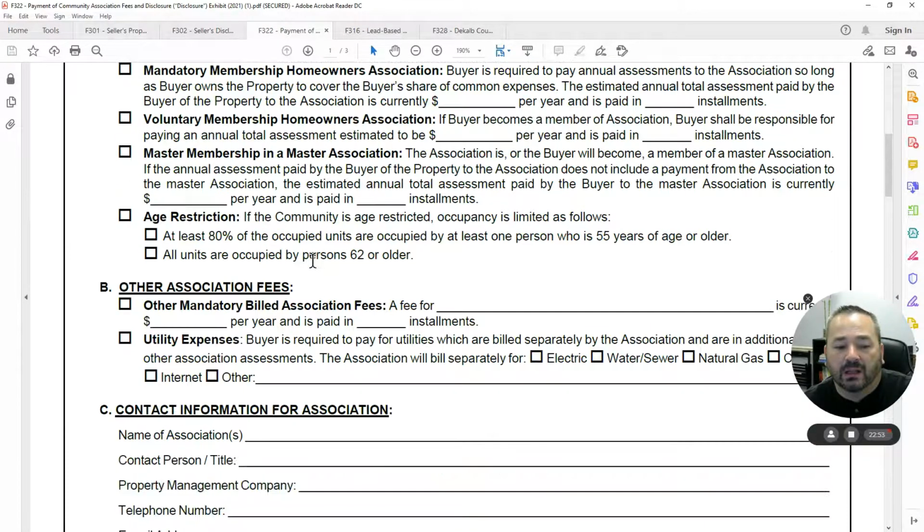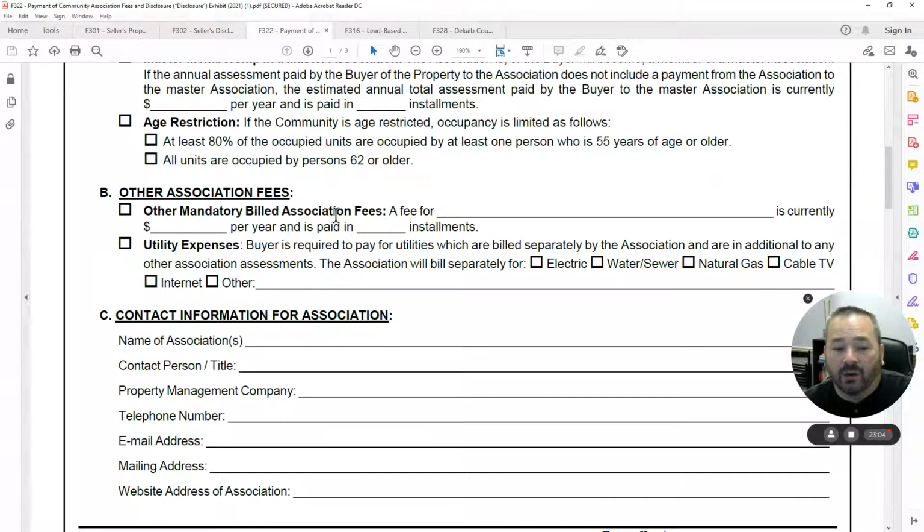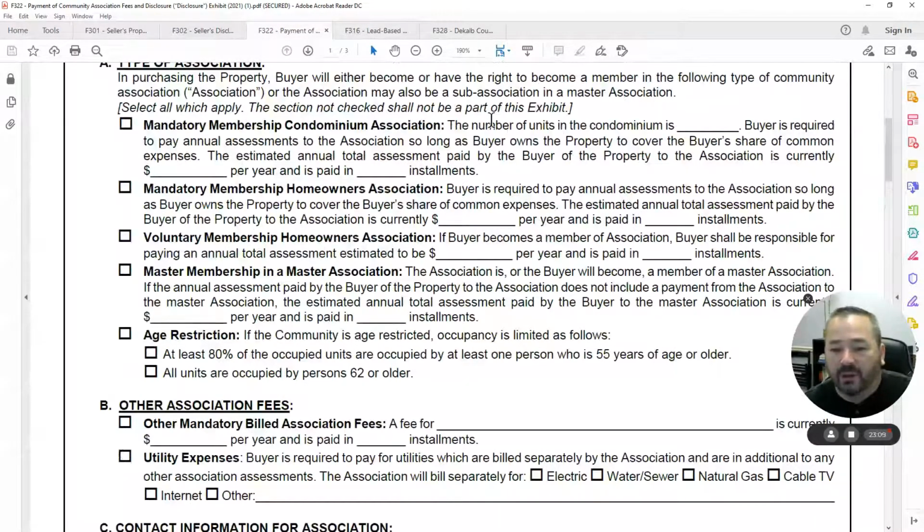And then, do we have any age restrictions? Is this a 55 and up community or a 62 and up community? So we're going to mark those. Are there any other mandatory association fees outside of the annual fees? Okay, and in each one of these sections, you'll see it's $600 per year and is paid in one installment.